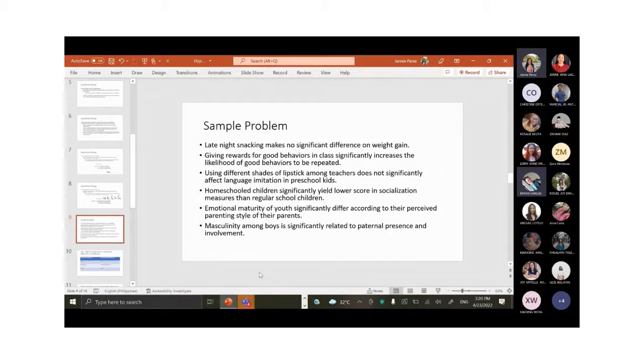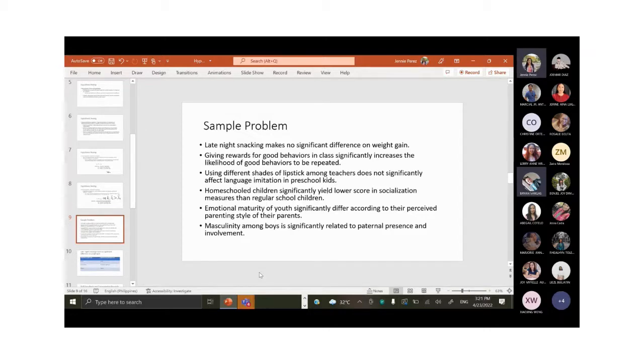Now, how about: masculinity among boys is significantly related to paternal presence and involvement. Yeah, it is an alternative. Is it one-tailed or two-tailed? Non-directional, po, Doc. Yeah, it is two-tailed. It is non-directional.